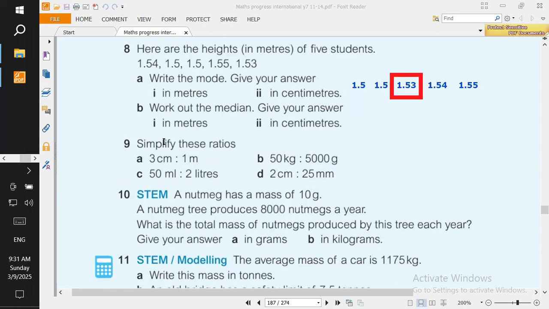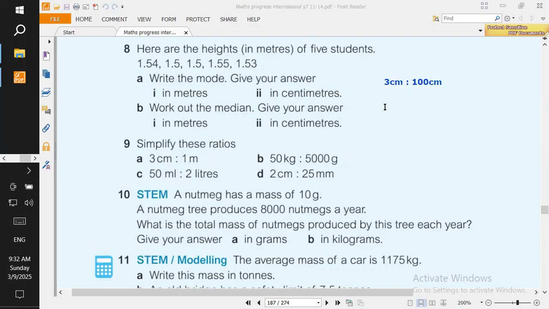Now, question 9 is about simplifying ratios. And simplifying means make them the same units and then divide them as much as possible or simplify them as much as possible. So, for example, here, 3 centimeters and 1 meter. To simplify this, first I have to make them the same units, which is centimeters. So it's going to be 3 centimeters, and 1 meter, I want to turn it to centimeters. I'm going to multiply it by 100. So the answer is 100 centimeters.